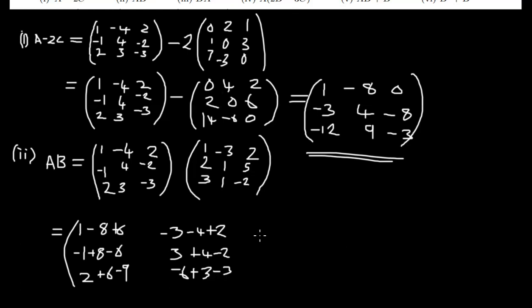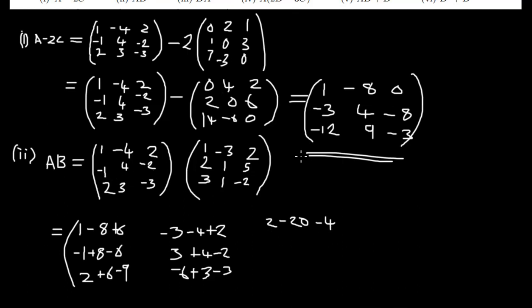We move on to this part, this side. So 1 times 2, you get a 2 there. Then negative 4 times 5, you get a negative 20. And then positive 2 times negative 2, you get negative 4. Like that. We move on to the next part.